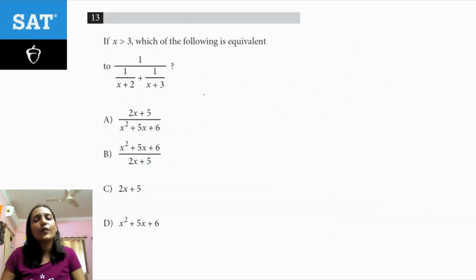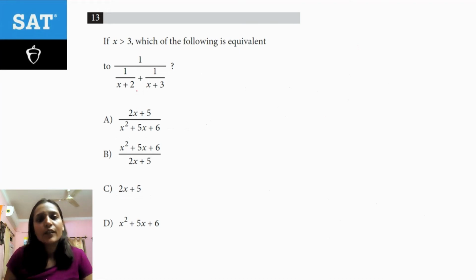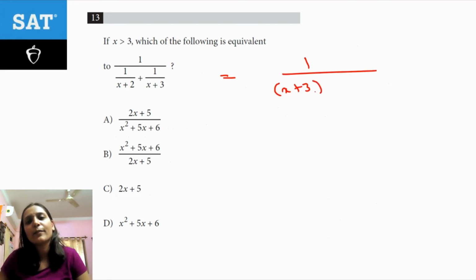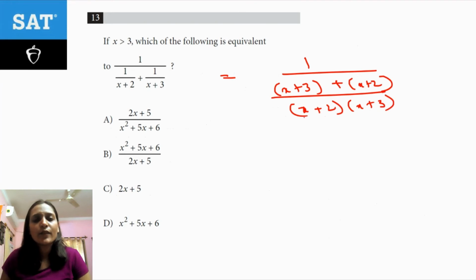Here we have, for which of these values is this equivalent? So we're just looking for the factors over here, which are 2 and 3. So let's do the cross multiplication. Here, this would be x plus 3 plus x plus 2, whole divided by x plus 2 times x plus 3. Another quick way of doing this is to see which of these have factors 2 and 3.